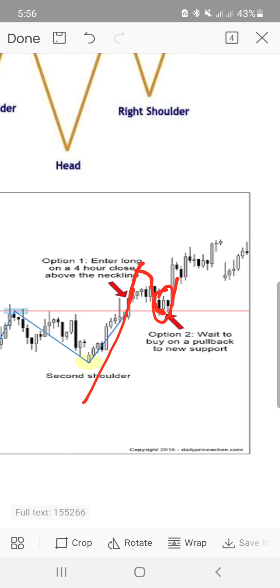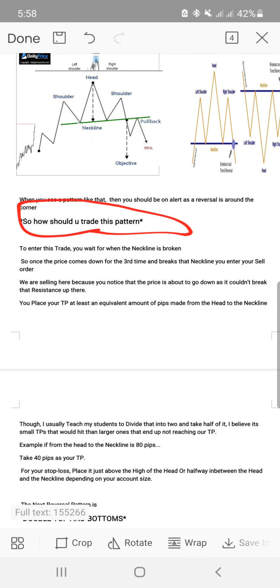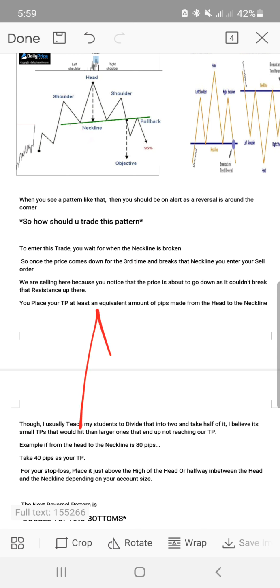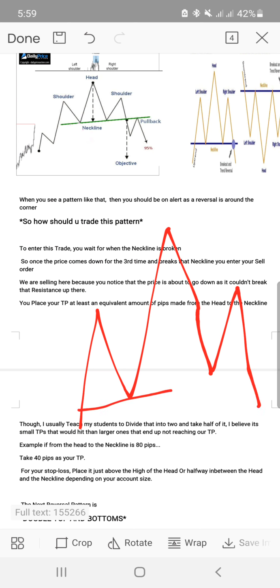So for how to trade this pattern, I've already explained it. I said you wait for the neckline to get broken, right? This is an example. If the neckline gets broken, then this is your entry, right? Then your stop loss should be above the right shoulder, right? So your stop loss should be around this region.